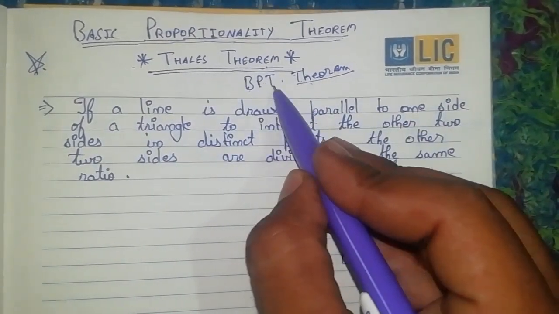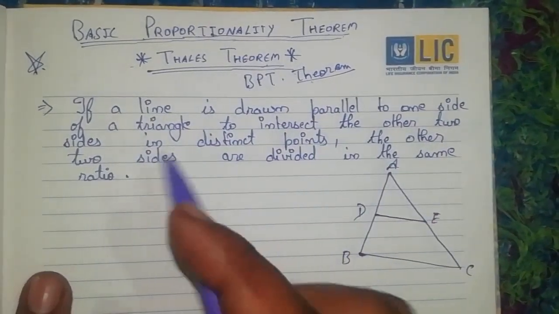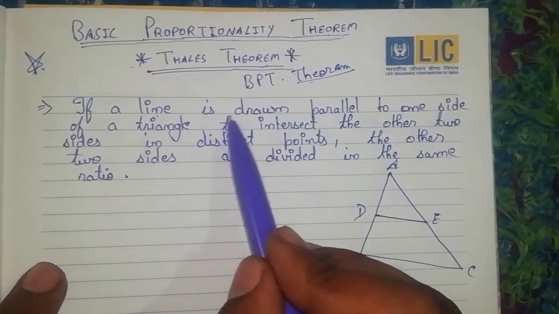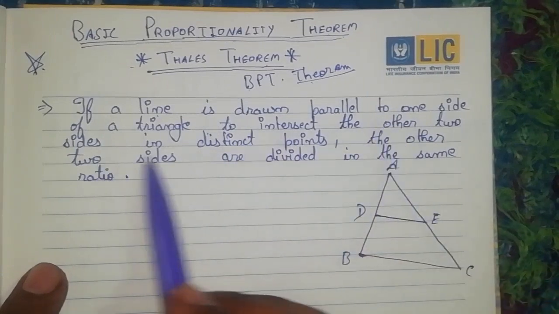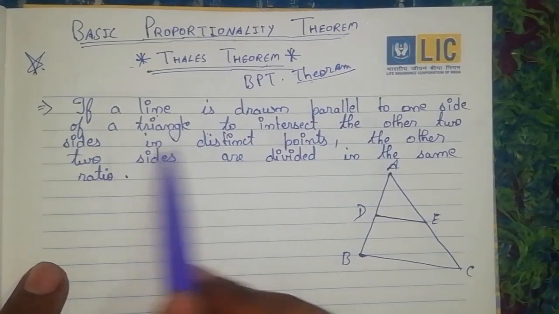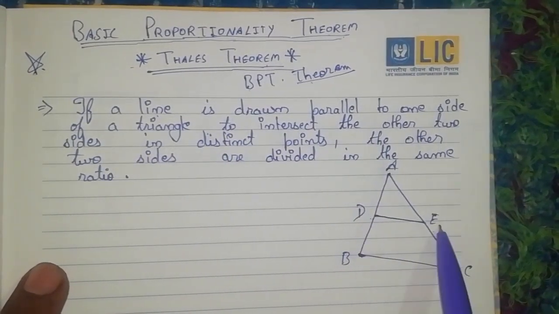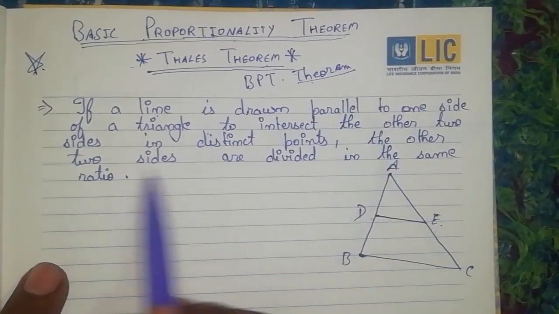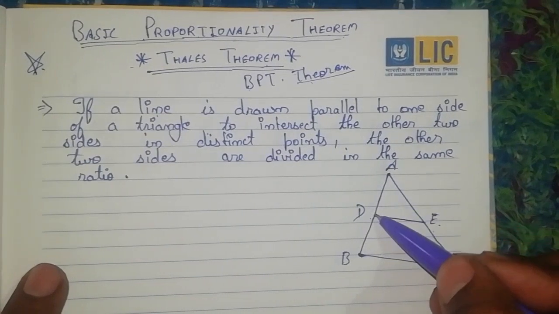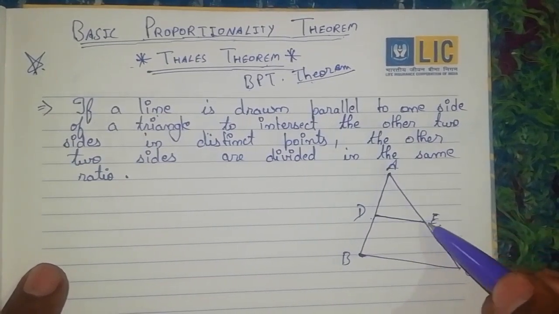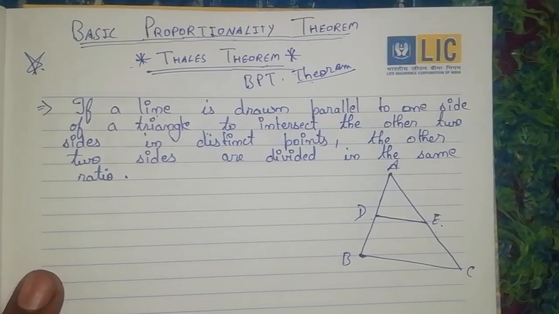Basic proportionality theorem. Now what is the statement here? If a line is drawn parallel to one side of a triangle to intersect the other two sides in distinct points, D and E here, the other two sides are divided in the same ratio, meaning AD upon DB is equal to AE upon EC. This we have to prove.